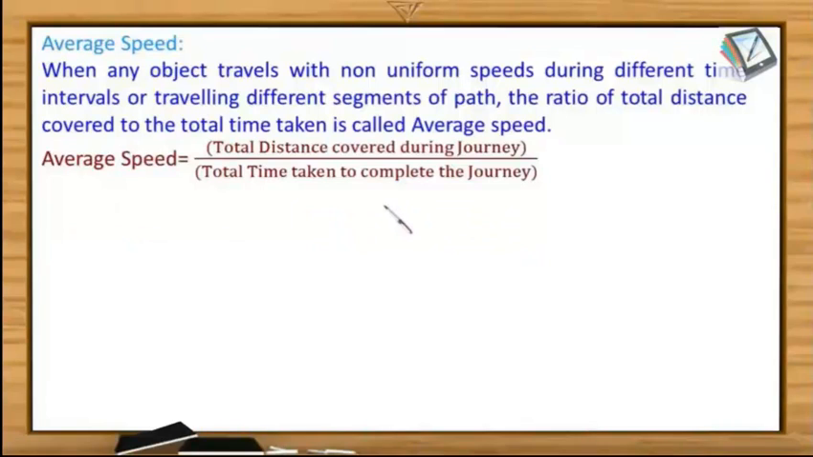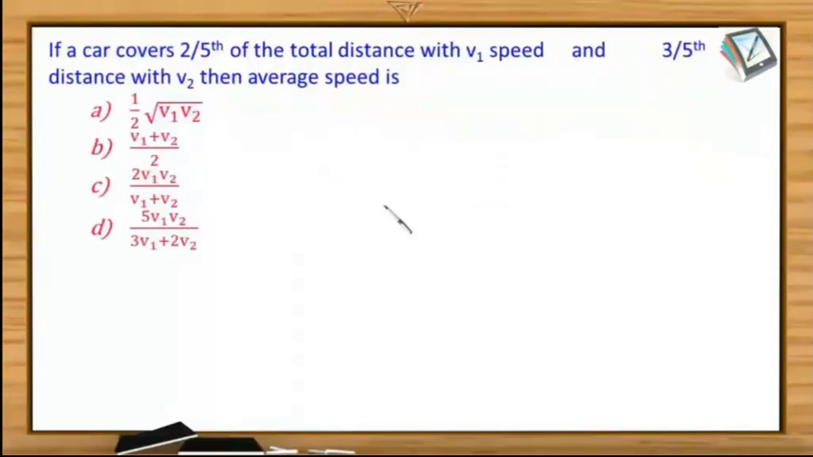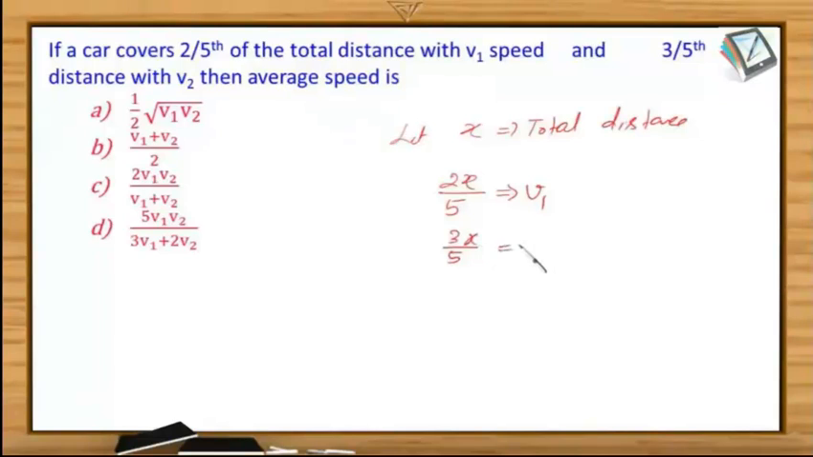Alright, so let's do some problems based on the calculation of average speed or average velocity. Suppose there is a car which covers 2/5 of the total distance with speed v1 and 3/5 of the distance with v2. Then what is the average speed? So let x be the total distance. Then 2/5 of the total distance means 2x divided by 5. 2/5 of the total distance the particle covers with speed v1, and the remaining 3/5 distance is covered by the particle with speed v2. So find the average speed.